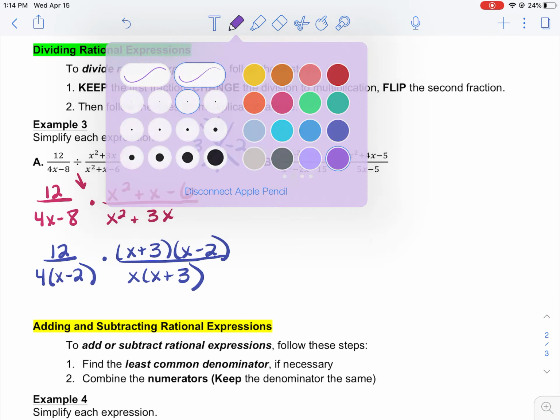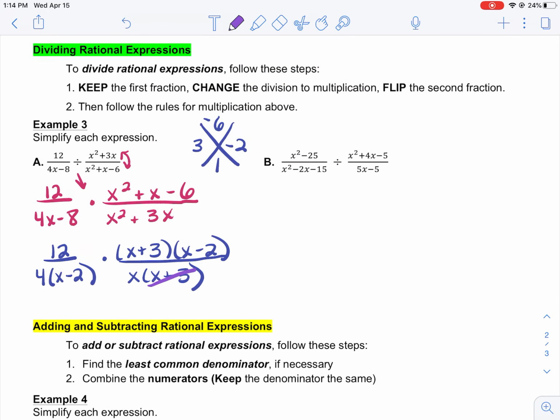Okay, so now is the fun part. We get to start canceling. So we have an x plus 3 on the bottom and an x plus 3 on the top. We have an x minus 2 on the top and an x minus 2 on the bottom. And then again, 12 divided by 4 is 3, so I can cross that out and put a 3 on top. And so I'm left with a 3 on top and an x on the bottom. And so the answer is 3 over x.